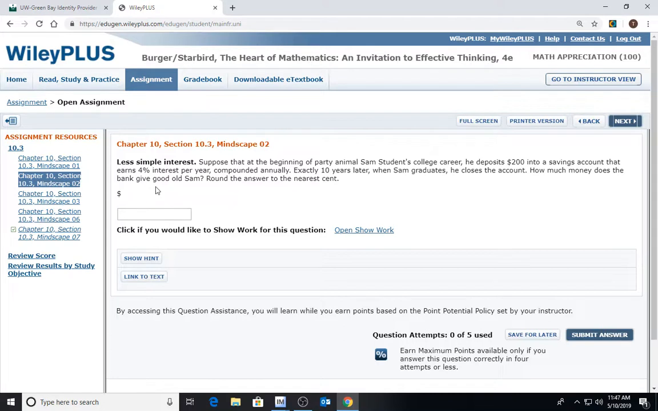So suppose that at the beginning of Party Animal Sam's college career, he deposits $200 into a savings account that earns 4% interest per year compounded annually. Exactly 10 years later, when Sam graduates, he closes the account. How much money in the bank does the bank give good old Sam? Round your answer to the nearest cent. $200, 4% compounded annually. 10 for 10 years.